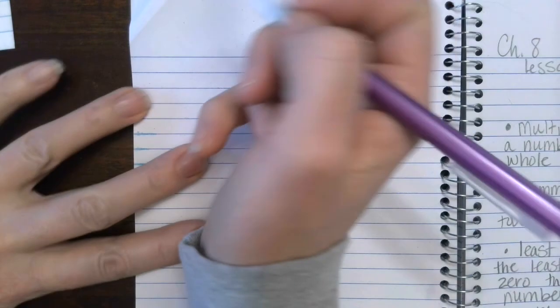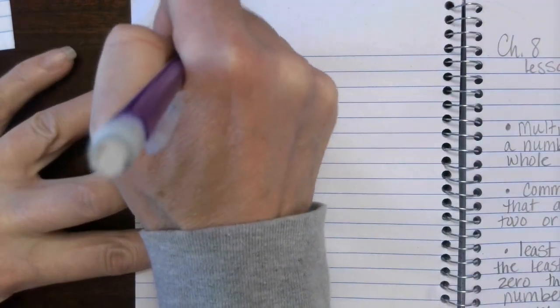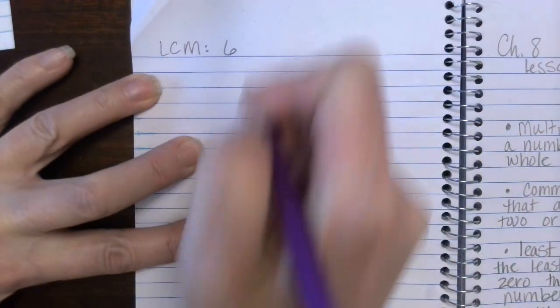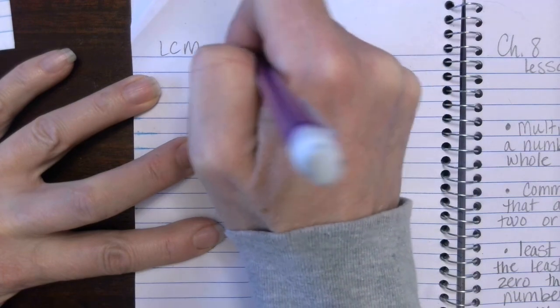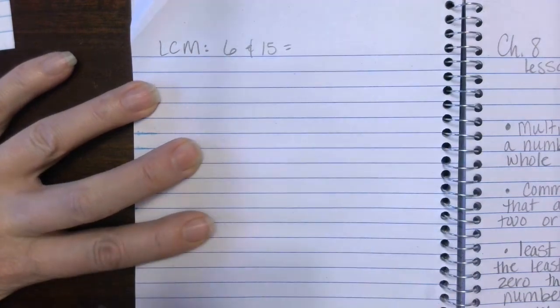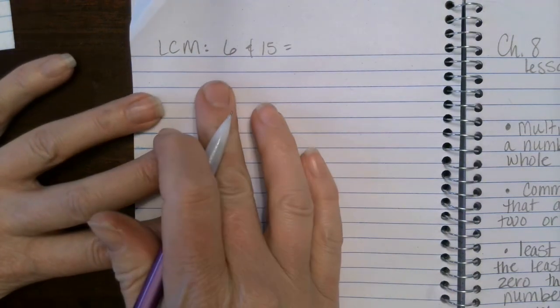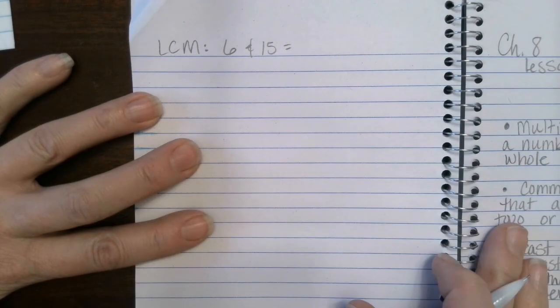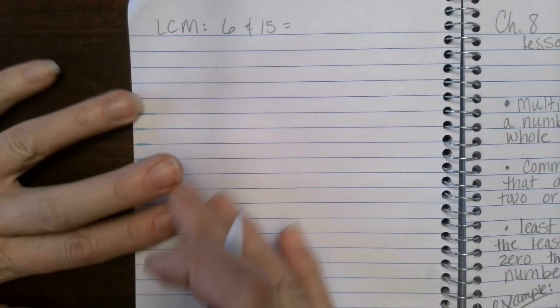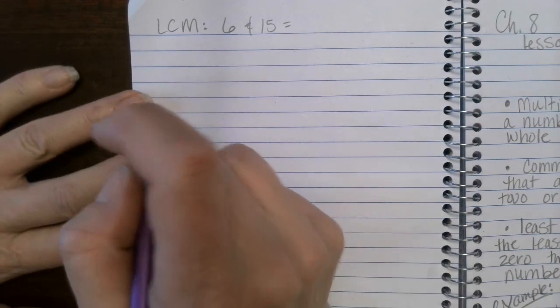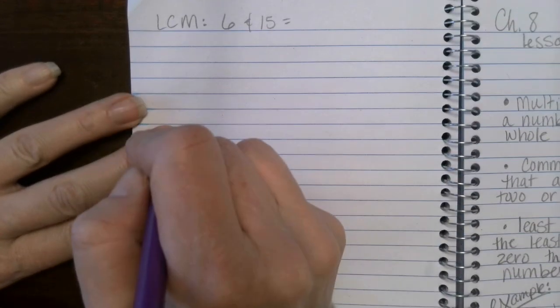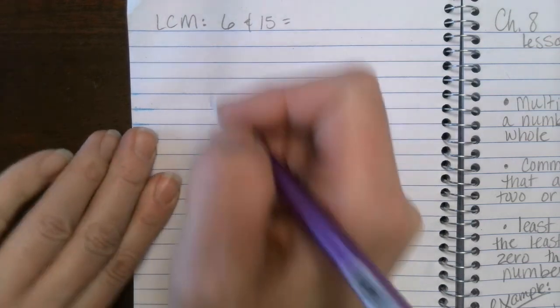Okay, so right now we have to find the LCM of 6 and 15. Okay, so we want to find that. Now, I have a choice. I can just do what I did over on this other page and just list out the multiples, or we can try this new thing, which you're going to want to do a lot of times because this is going to be a huge time saver. So here's how it works.